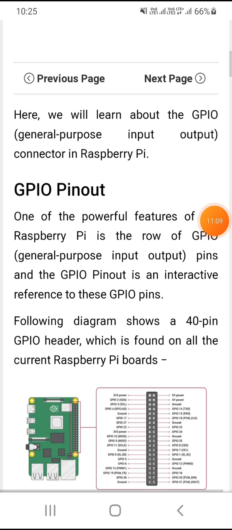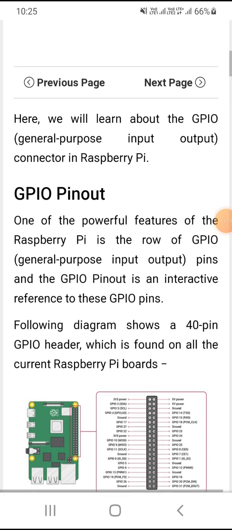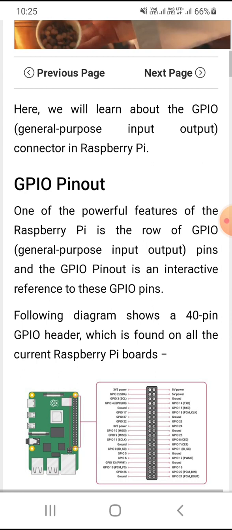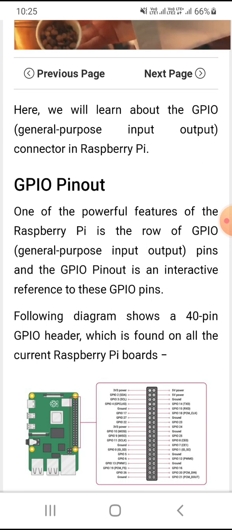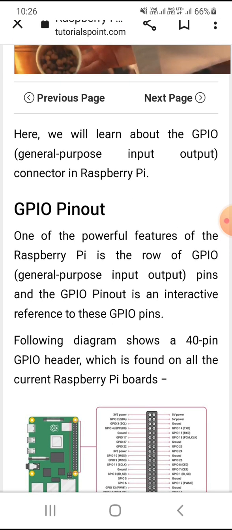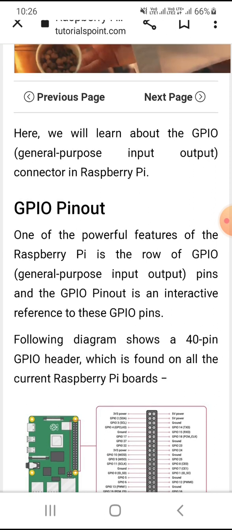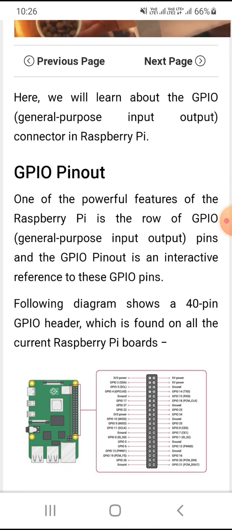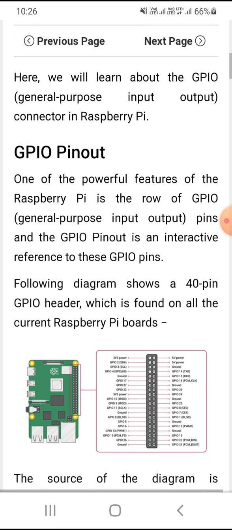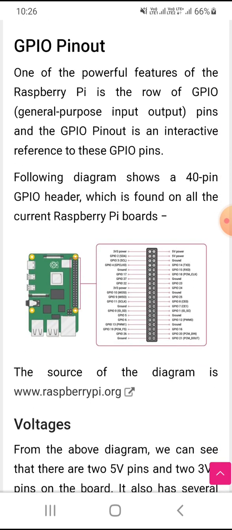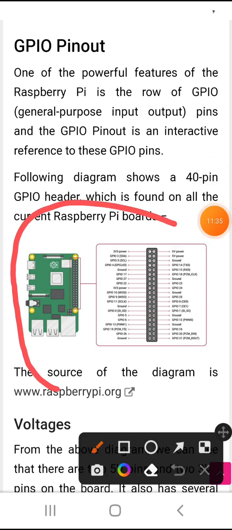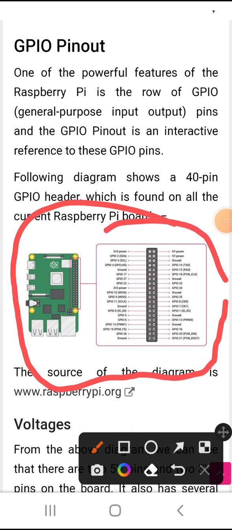Here we will learn about the GPIO, general purpose input output connector in Raspberry Pi. GPIO pinout. One of the powerful features of the Raspberry Pi is the row of GPIO, general purpose input output pins, and the GPIO pinout is an interactive reference to the GPIO pins. If you see this diagram, then you see a 40-pin GPIO header which is found on all of the current Raspberry Pi boards.